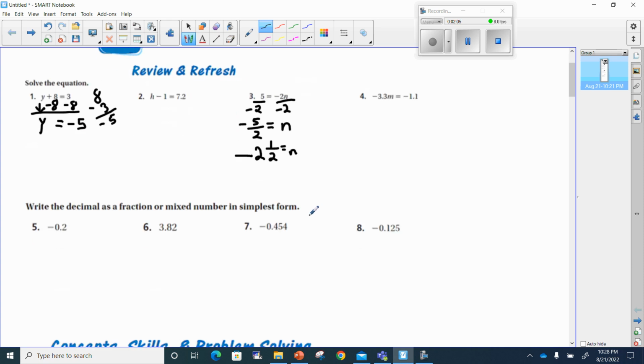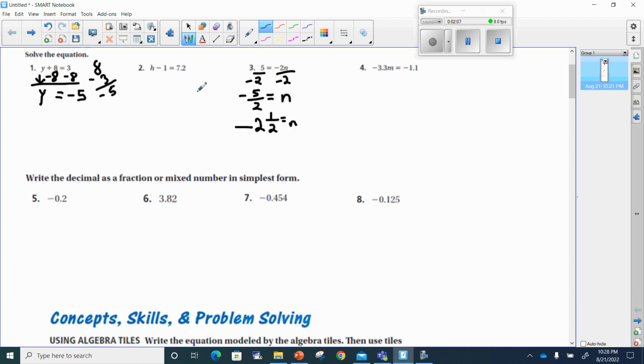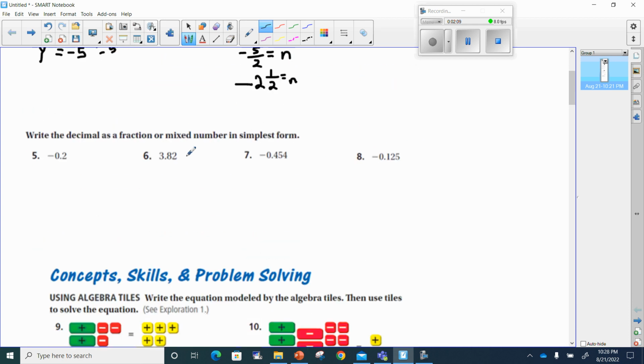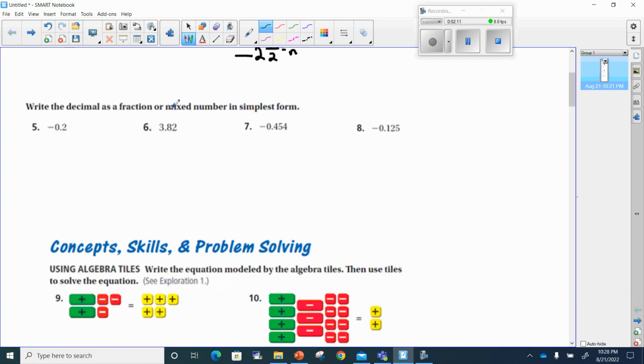All right, let's move down to number 5. Remember, you guys all have all the even numbers here. Write the decimal as a fraction or a mixed number in simplest form. So they're saying take this, write the decimal as a fraction. I remember the rule. If I have a decimal, I can simply get rid of the decimal by putting a line underneath that number, putting a 0 for every number there, and putting a 1 in front of that.